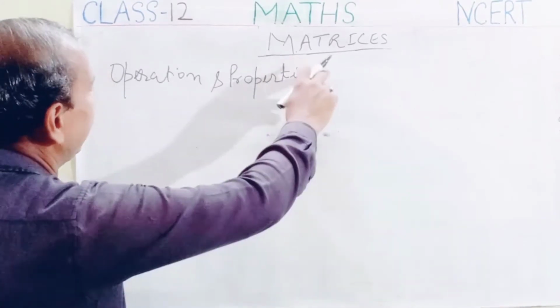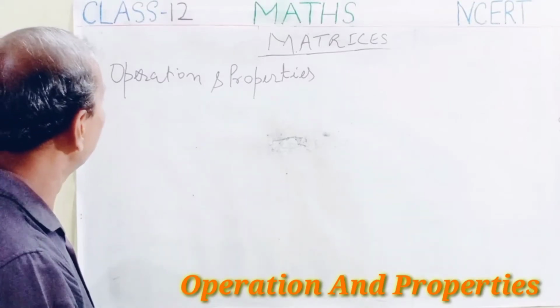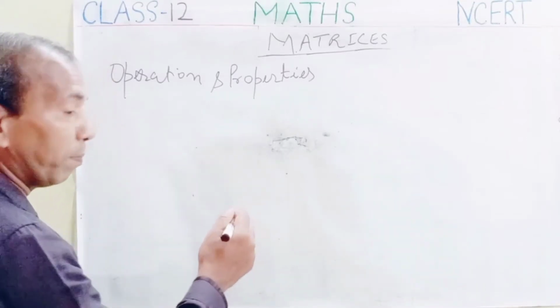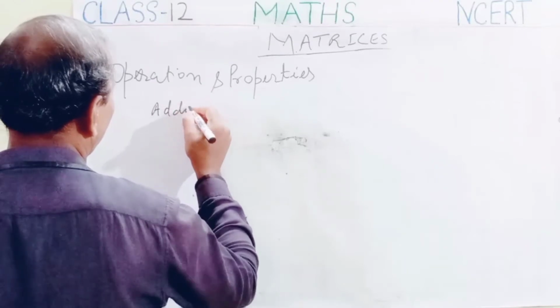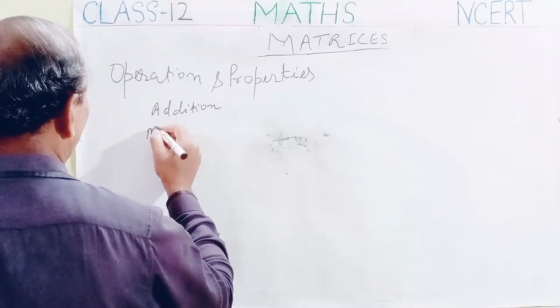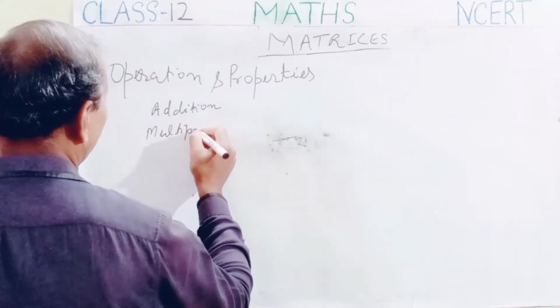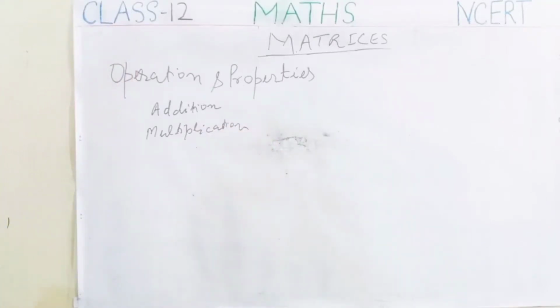Now in the matrices, we will see the operations and properties. There are mainly two operations. One is addition, and the second one is multiplication. First of all, I will take the addition. In the case of addition, always remember that both matrices must be of the same order. That is the necessary condition.